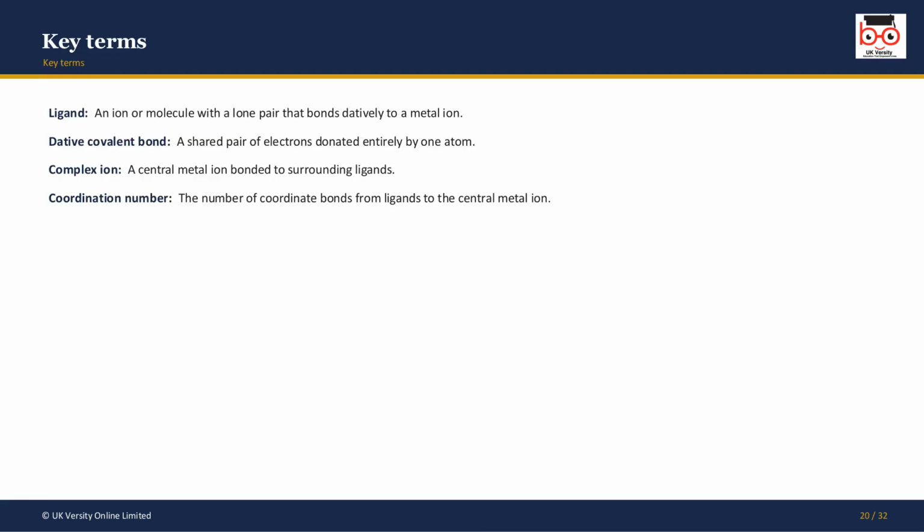Let's define the complex ion vocabulary. A ligand is an ion or molecule with a lone pair that bonds datively to a metal ion. A dative covalent bond is a shared pair of electrons donated entirely by one atom. A complex ion is that central metal ion together with its surrounding ligands. And the coordination number is the number of coordinate bonds running from the ligands to the central metal ion.